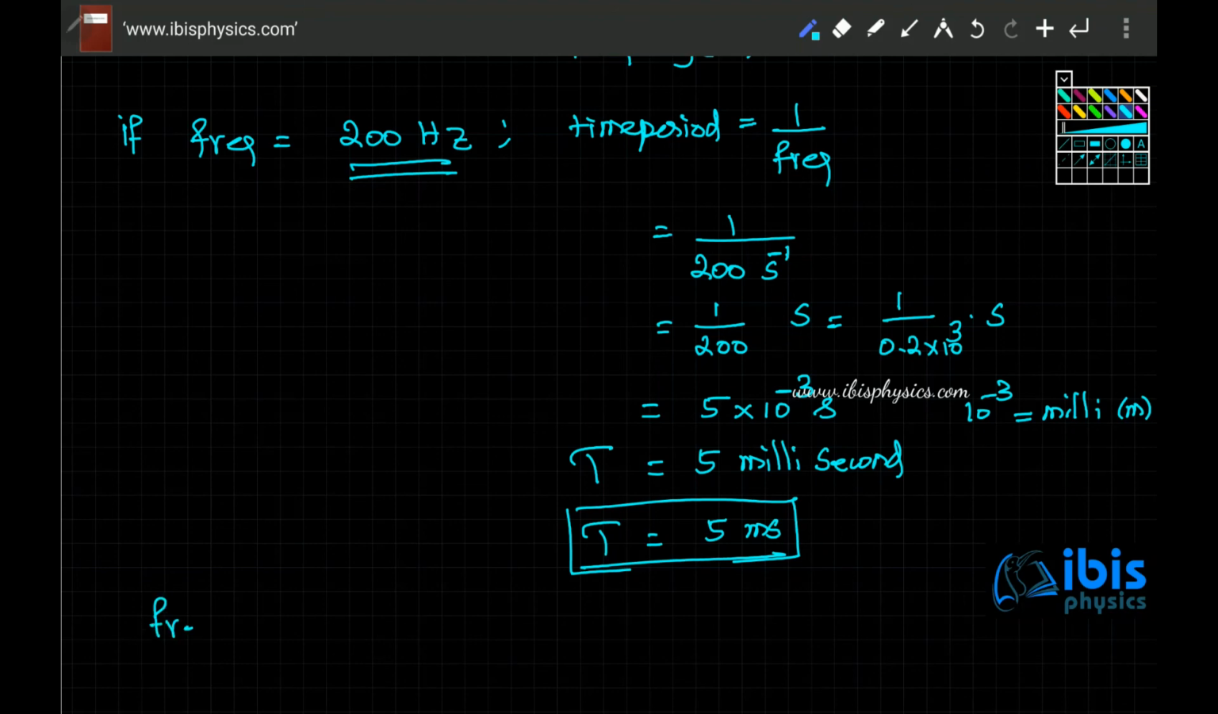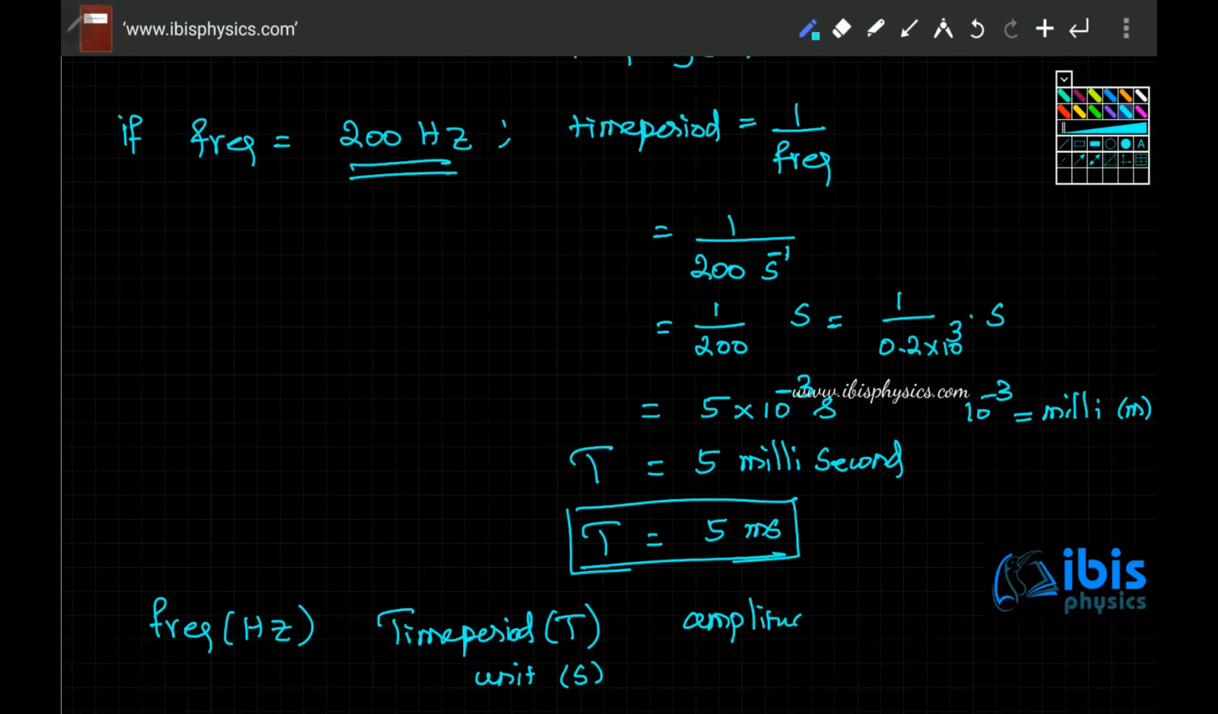So frequency unit is hertz, time period letter is capital T, its unit is second, and amplitude and wavelength are measured in meters. Remember all these three points.